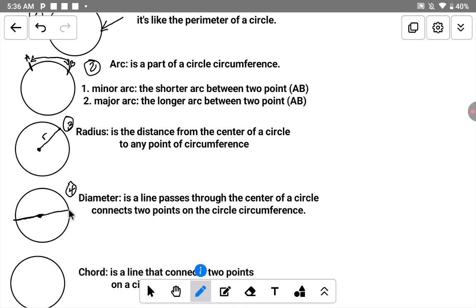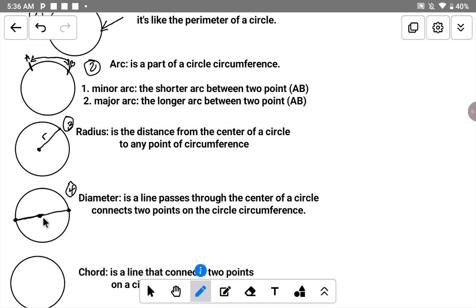This is the center of the circle. So it touches any 2 points on the circle circumference. It touches this point and this point and passes through the center of the circle. It is called a diameter. Also, a diameter is a line that cuts a circle into 2 equal parts.